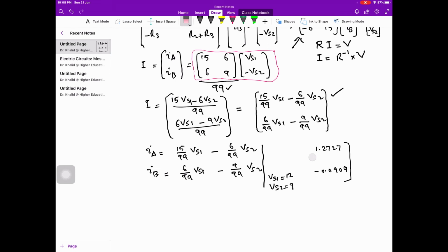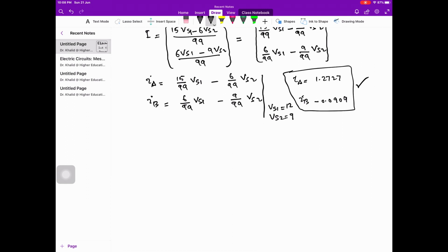Sorry, I should have written it separately. Again, this is our IA and this is IB. So we have solved the matrix equation. We have found IA and IB.